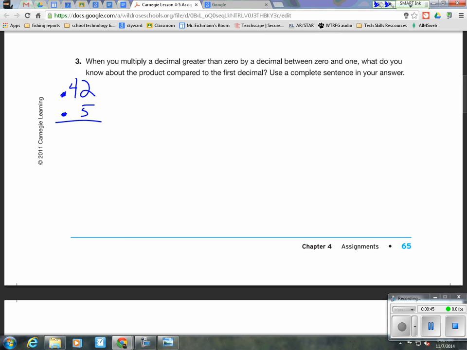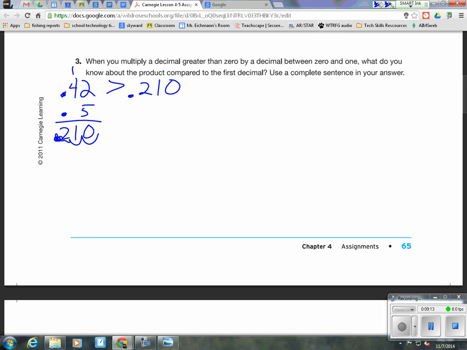What do we got? 5 times 2 is 10. Put a 1 up there. 20. 21. How many places? 1, 2, 3. Right there. So it's 0.210. Uh-oh. You're right, isn't it? Your product is less than the first decimal, or the first decimal is greater than the product.